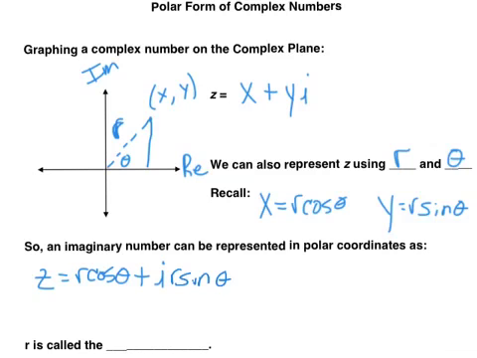Now, since both of these terms have an r in them, a more efficient way to represent this is to factor the r out. So z is equal to r, and then we have the cosine of theta plus i times the sine of theta. That's the standard way to represent an imaginary number using polar coordinates.